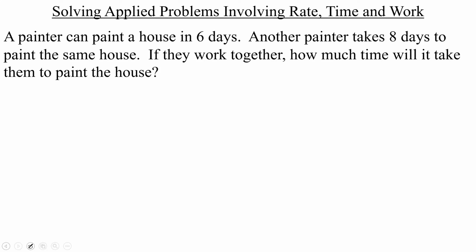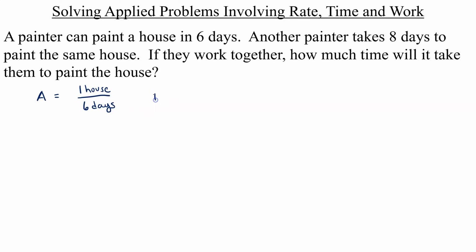In this video, we're going to be solving applied problems involving rate, time, and work, and we're going to go through several examples. So this first one, we are told that a painter can paint a house in 6 days. So let's just call him Painter A. He can paint one house in every 6 days. And this is his rate. A rate is generally something per unit time. So he can do one house in 6 days.